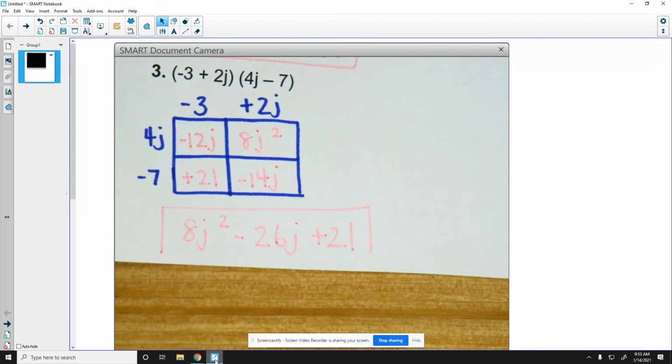The answer's on the board once you think you have the right answer. Okay, so my final answer is 8j to the second power minus 26j plus 21. Did anybody get something different and they're not quite sure why?